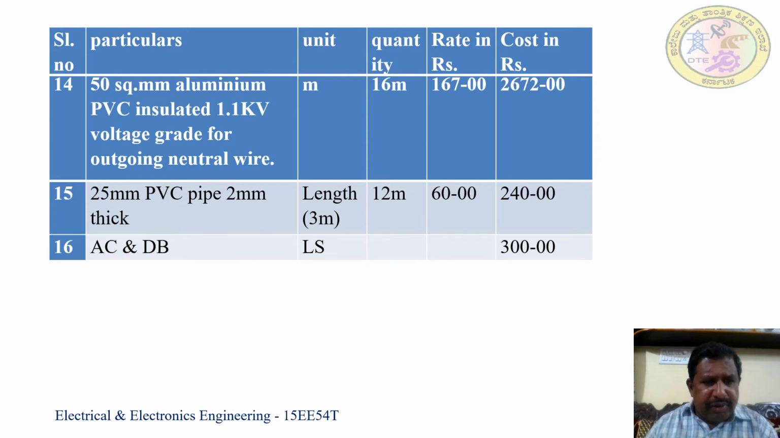Next, the 15th item is 25 mm dia PVC pipe of 2 mm thickness, length of 3 meter. The quantity required is 12 meter. The rate is rupees 60 per length and the cost is 240 rupees. Next item is AC and DB. AC is the anti-climbing device and DB is the danger board. Unit is lump sum and the cost is 300 rupees.